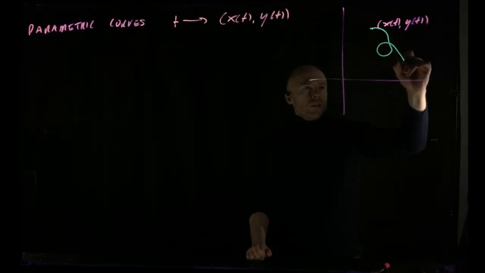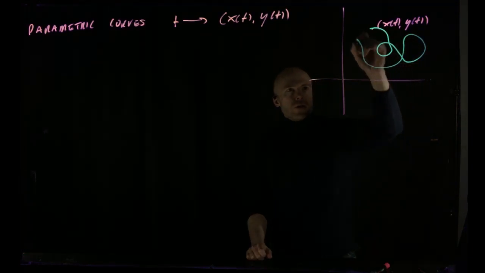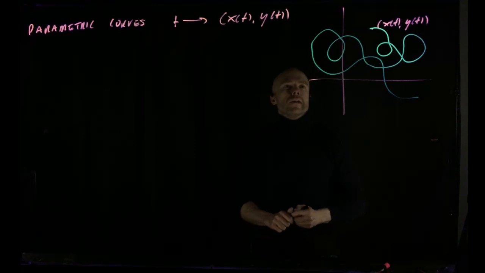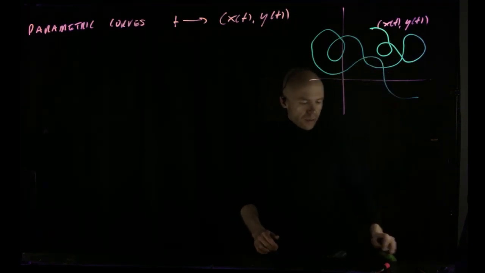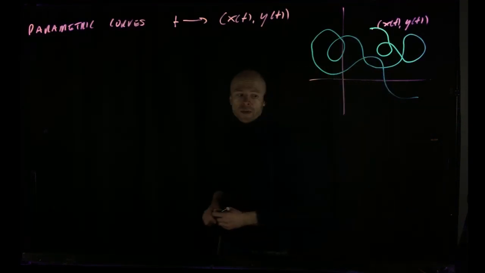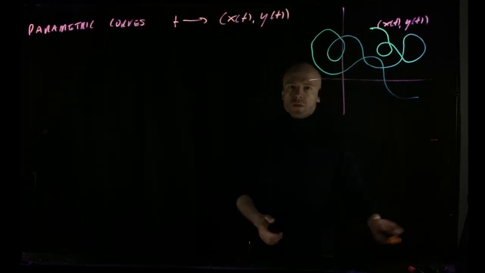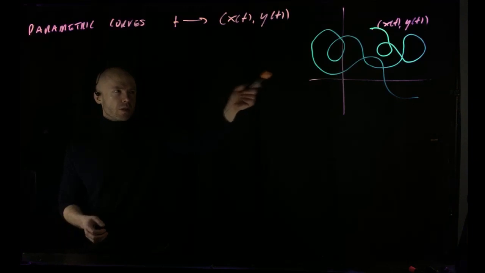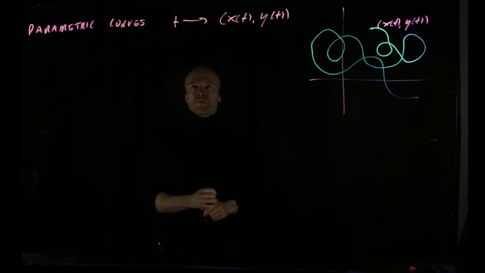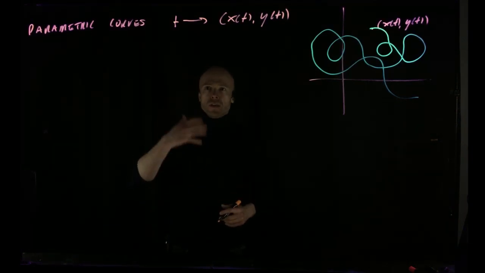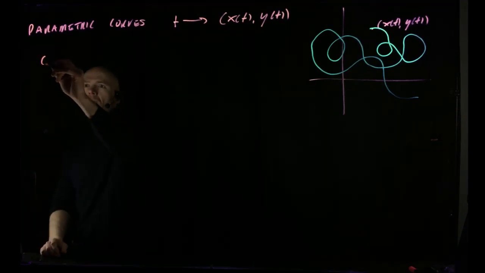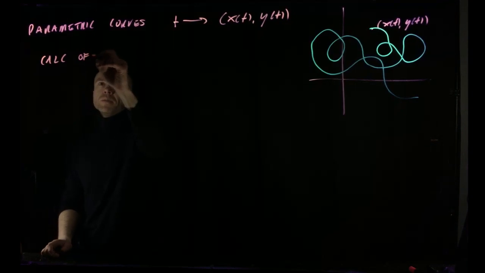And the point about this is that we can create a function that does something like this, that goes over this set of points, this curve in the plane, whereas if we just have a function from R to R that satisfies the vertical line test, we can't have a set of points like this. Okay? So we started to learn about parametric curves, and we started to do some calculus of parametric curves. So calc of parametric curves.